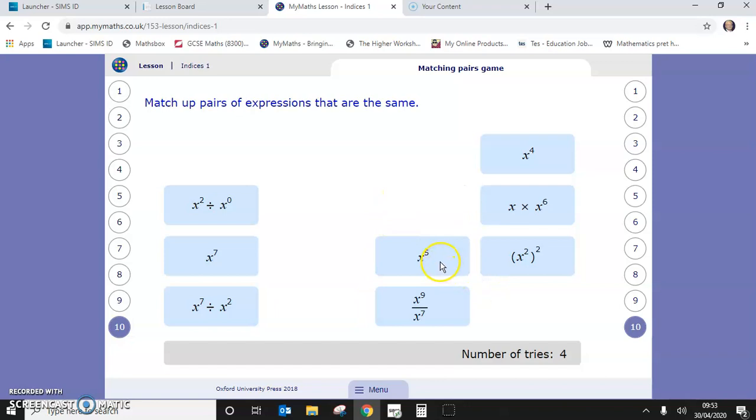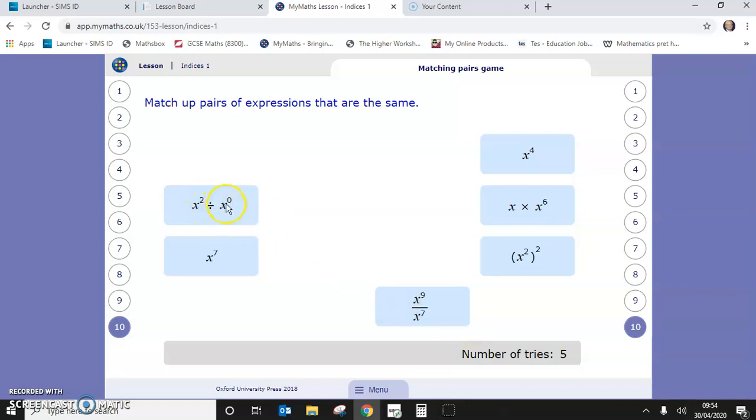X to the power of 5 is going to be the same as x to the power of 7 divided by x to the power of 2. X to the power of 9 divided by x to the power of 7 gives me x to the power of 2. Now, this one would be x to the power of 4. This one would be x to the power of 7. So that only leaves this one left. So x to the power of 2 is my answer to this.